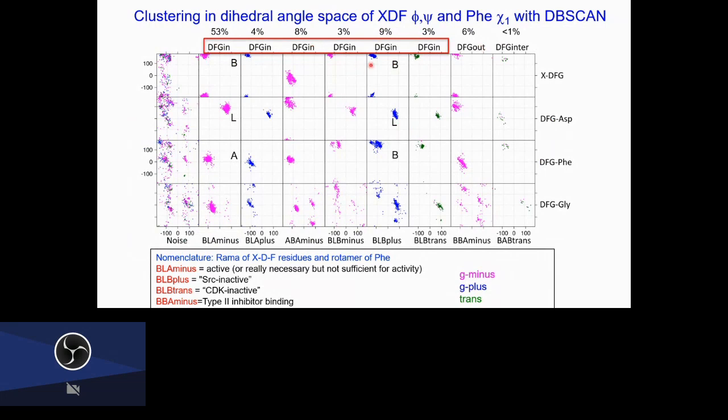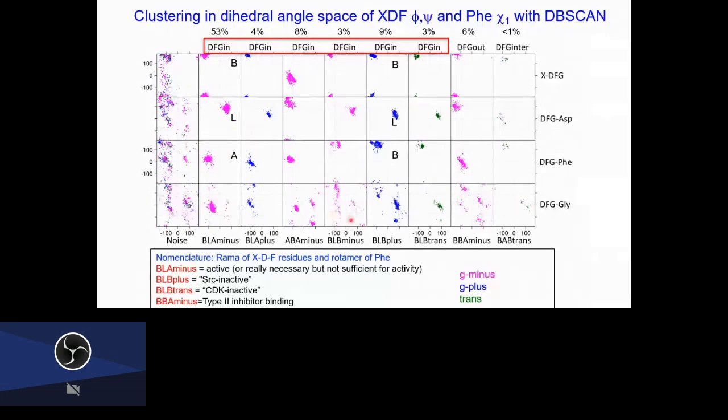And if we look at all of the DFG-in structures, we can group those into 6 different conformations. The most populated one of those is BLA. So that's the X residue, the Asp residue, and the Phe residue are in the B, the L, and the A regions of the Ramachandran map, as I just showed on the last slide. Those contain these catalytically primed structures. And the magenta color here is to show that the phenylalanine has a G- rotamer conformation.